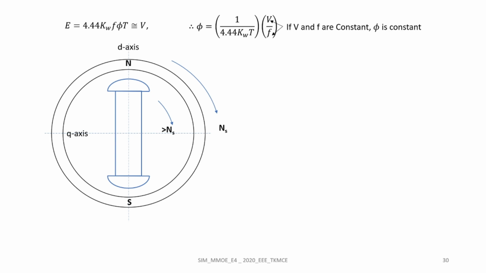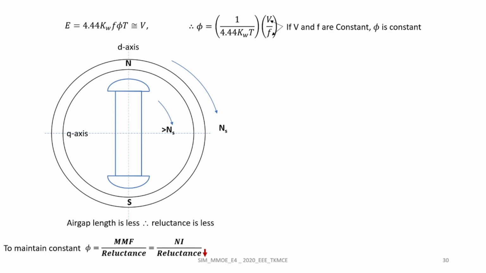Whenever this condition comes into the picture, along the direct axis, the air gap length is minimum. If the air gap length is minimum, reluctance is less. As we know from the equation for flux, as reluctance decreases, in order to maintain constant flux, armature current also needs to decrease. Corresponding to the direct axis, armature current decreases as reluctance is less. Now let's consider the second case.